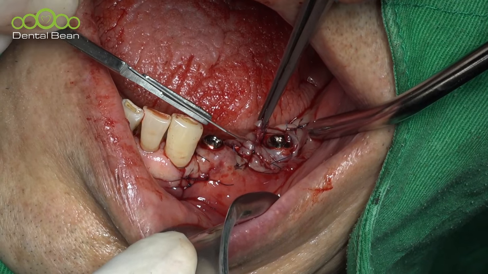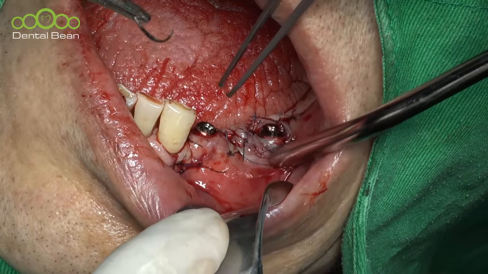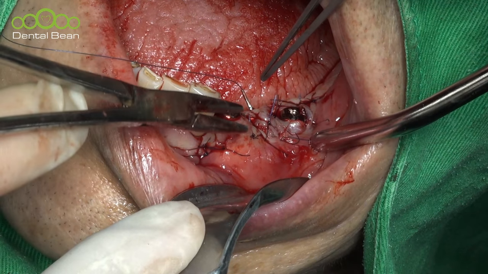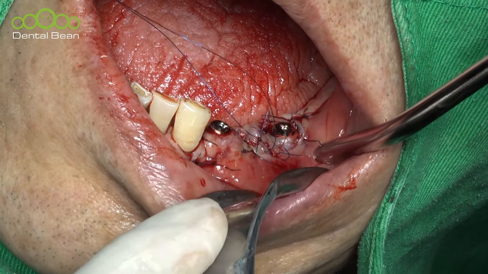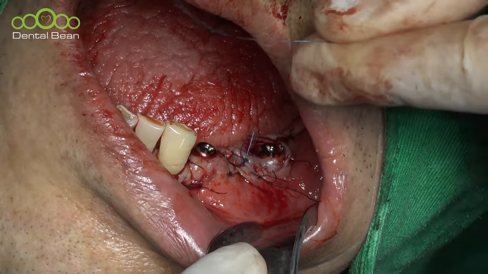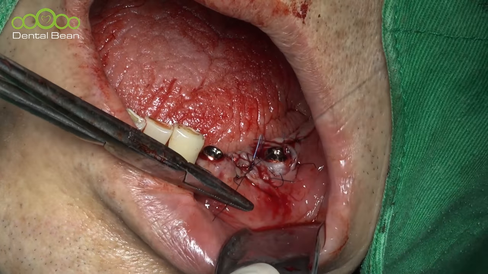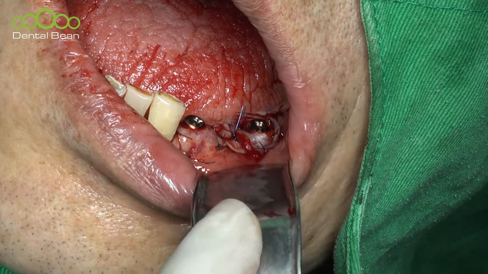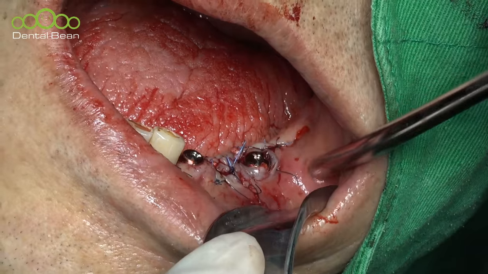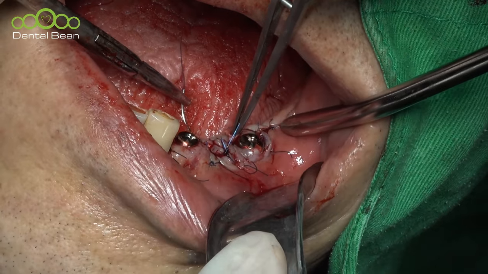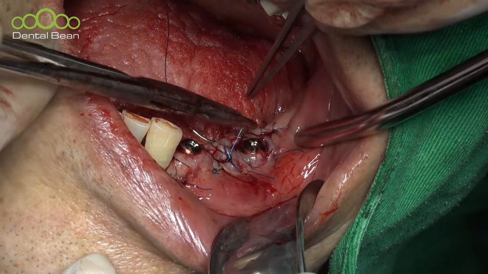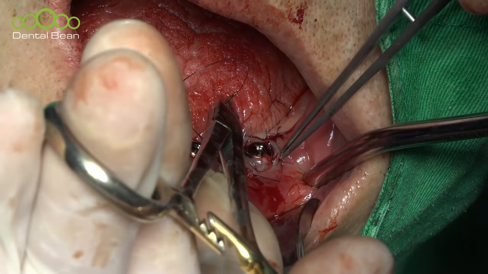This right here. One more suture. Okay, very careful tension. Okay. One more. This area, lingual side, here. Just only stabilization, not full approximation. Here. And then surrounding the healing cap, like this manner.